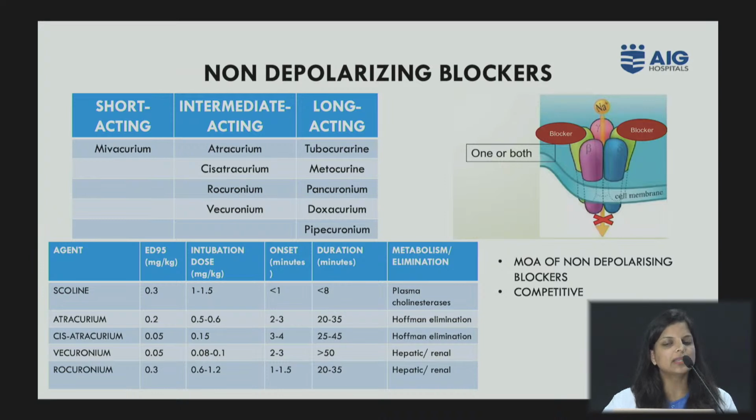For example, scoline is metabolized by plasma cholinesterase. When the patient has atypical plasma cholinesterase or a reduced amount of plasma cholinesterase in the body, the duration of action of scoline increases. Next, atracurium and cisatracurium are not dependent on the renal or hepatic physiology of the patient. They are eliminated by Hofmann elimination. Whereas with vecuronium and rocuronium, we should be very careful while using them in patients with hepatic and renal dysfunction, because their metabolism and elimination depend on these systems.